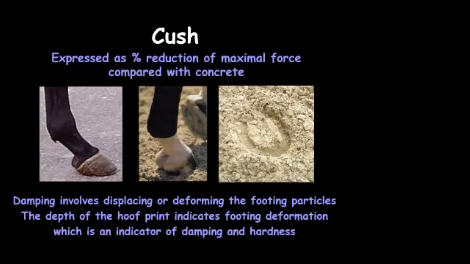And if we take a horse that's moving on concrete on the left here, you can see that there is no sinking in, there's no hoof print left after the horse passes over it. Whereas on the type of surfaces that we use for equestrian sports, we do usually get some imprint of the hoof. This is a horse moving over a synthetic surface, and you can see that there's a nice hoof print left after the horse passes by. So that's a good thing.